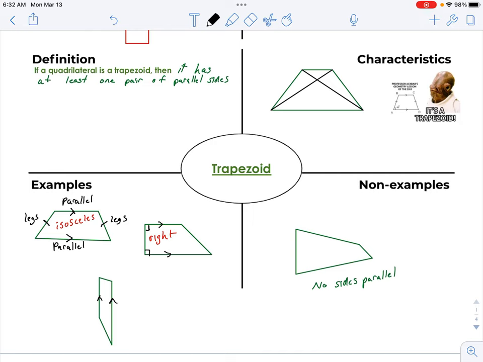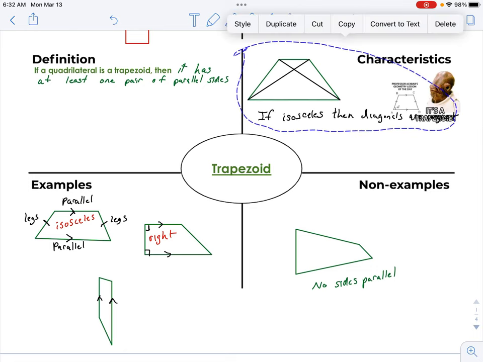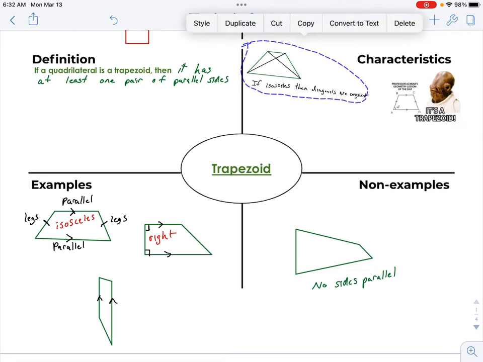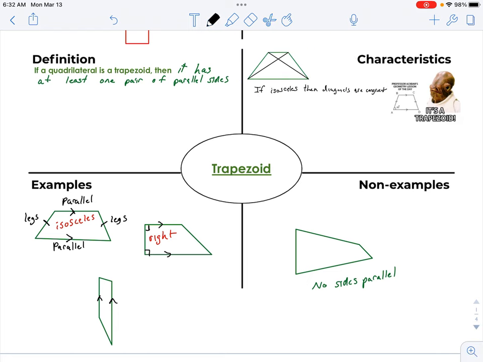For maybe an isosceles trapezoid, yeah, we could say if isosceles, then diagonals are congruent. So that would be one way to check to see if it was. Put that up there. And then the last thing I guess I want to say is the median.